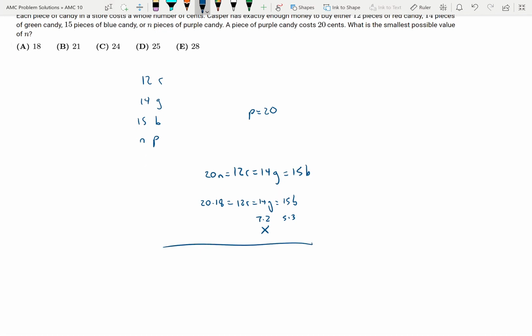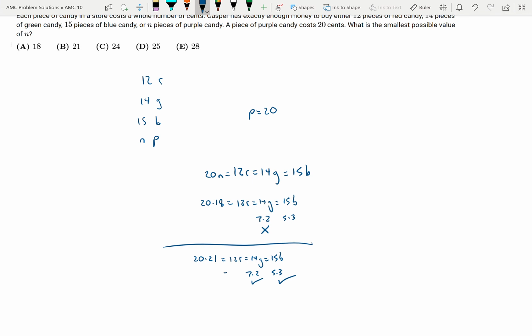So next, let's look at 21. So 20 times 21 equals 12R equals 14G equals 15B. Again, there is a 5 and a 3 in 20 times 21, so that checks out. 21 is 7 times 3, so there is a 7 there, and 2 is obviously a factor of 20. So the 7 and a 2, yep, that's in 20 times 21.